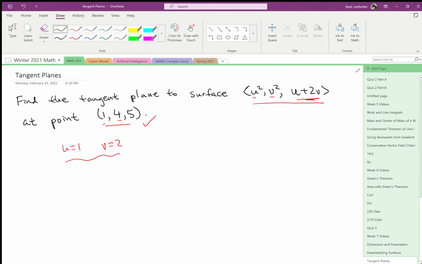Okay, now, let's call this r. We can find the partial derivative of r with respect to u, and that is 2u, 0, 1. So we're looking at these as direction vectors in uv space, basically. And we can find the partial derivative of r with respect to v. So that's going to be 0, 2v, 2.